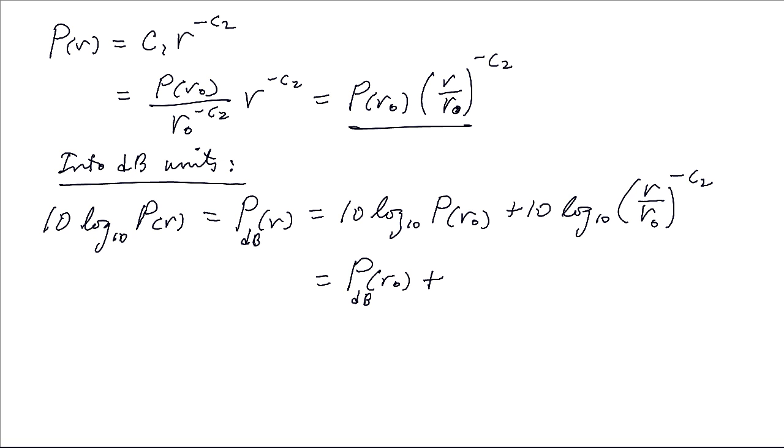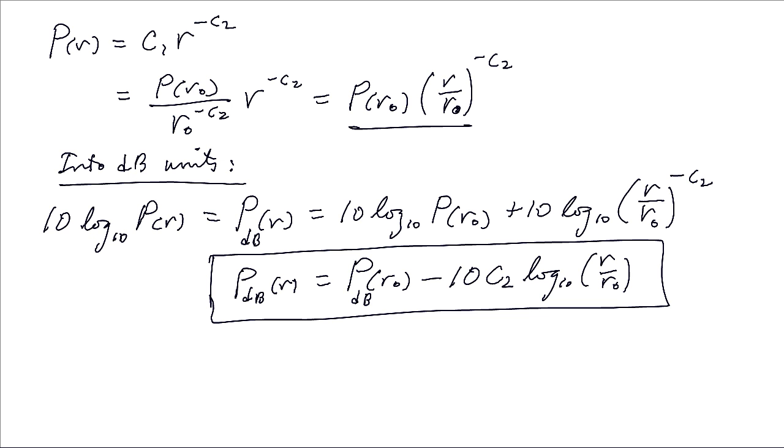And now I have the log of something raised to a power. And so the power comes out front. So I can write this as minus 10 times C2 log base 10 of r over r naught. Okay? So this is basically what we're working with here. So we have P in dB at distance r is this, and this is the equation that we're going to work with.